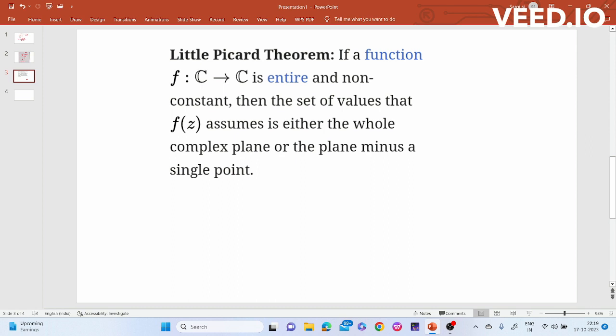Little Picard theorem states that if a function f mapping from C to C, which is entire, means it is infinitely differentiable and has a power series or Taylor series expansion, and if it is a non-constant function, then the values that f of z assumes are either the whole complex plane or the plane minus a single point. Means its range should be the whole complex plane or the whole complex plane minus a single point. Means it can exclude at most a single point, not more than a single point.